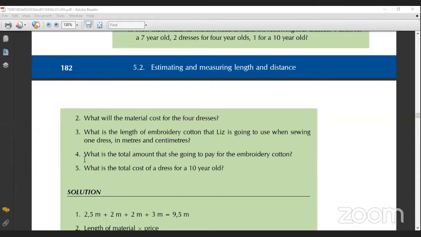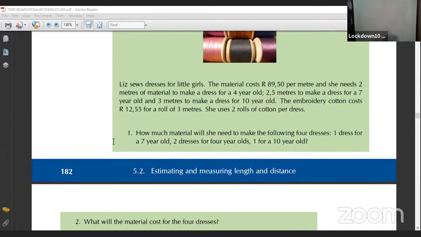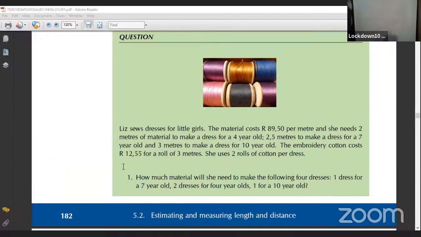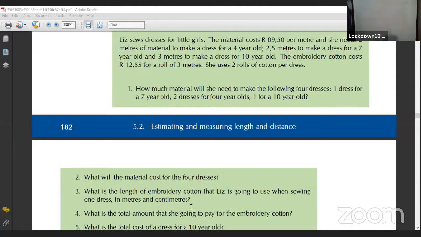Okay, guys, I'm going to show you how to do it again. For those who are following, try to be patient with others. Okay, so the question is on the slide, guys. I hope you can see the question clearly. So the question is, what would the material cost for the 4 dresses? So we have 4 dresses to be made here, guys.